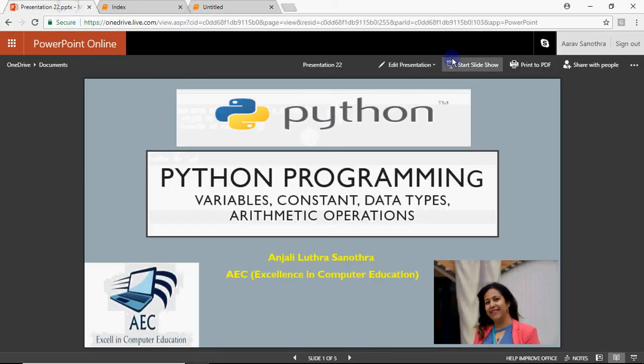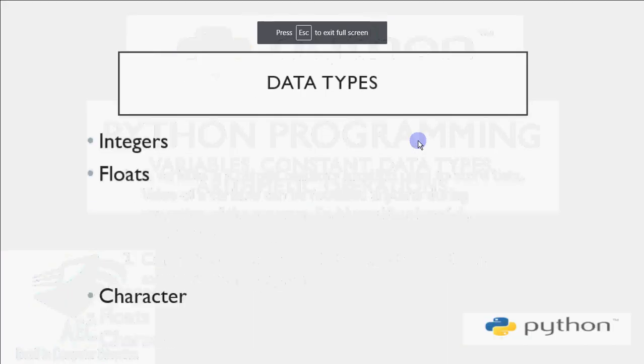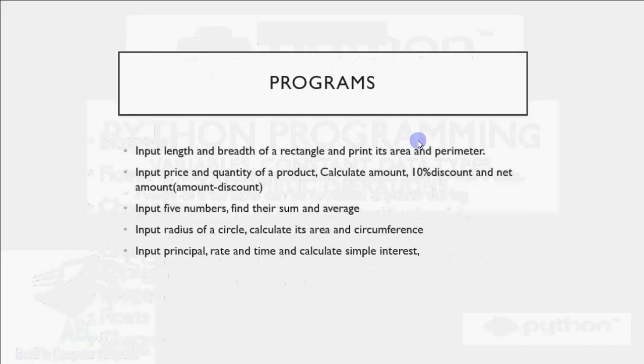So now we had the next questions as well. So the next question was input price and quantity of a product. You have to calculate amount, 10% discount and net amount, that is amount minus discount, and you have to print the same. Then input 5 numbers, find the sum and average. Input radius of a circle, calculate its area and circumference. And the fifth one is input principal, rate and time and calculate the simple interest.